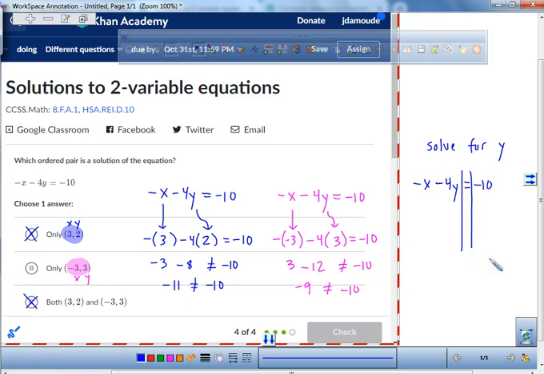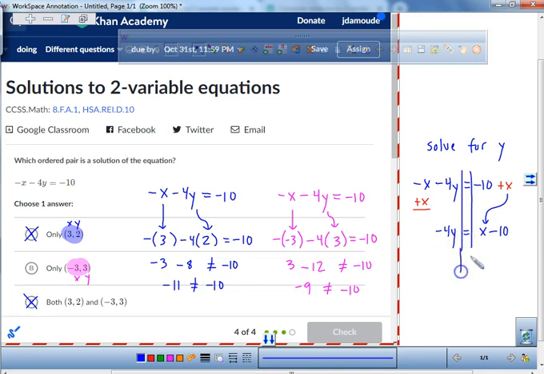Does anybody know what we would do to isolate the y? Like we got to keep this by itself. How do we get rid of a negative x? What do we do? Yeah, so we have to make a what? We got to add an x to both sides. Now we have negative 4y equals x minus 10. Now all I did was take the x and move it up front and keep that negative 10 in the back. See how I put that negative 10 in the back?